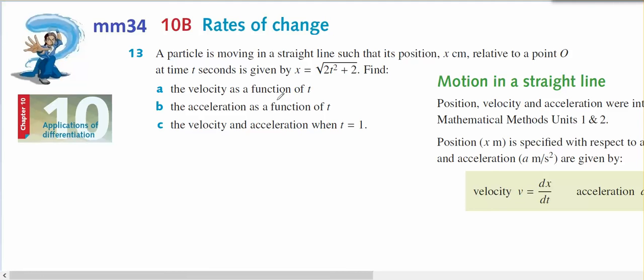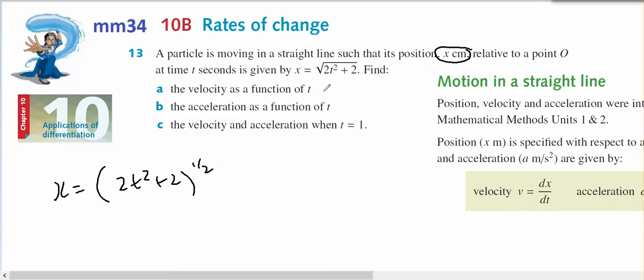This is from Mathematical Methods. It comes out of Chapter 10, 10b, question number 13. A particle is moving in a straight line so that position vector x relative to the origin is given by x equals (2t squared plus 2) to the half.